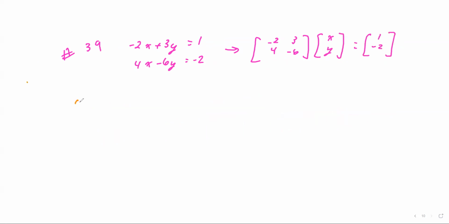So when I work this out, I'm going to do AD minus BC first. So this is going to be -2 times -6 minus 3 times 4. -2 times -6 is 12. Minus 12 gives us 0. So remember, if I get a determinant that's 0, it is not invertible. And in this situation, I cannot use inverses to solve this.